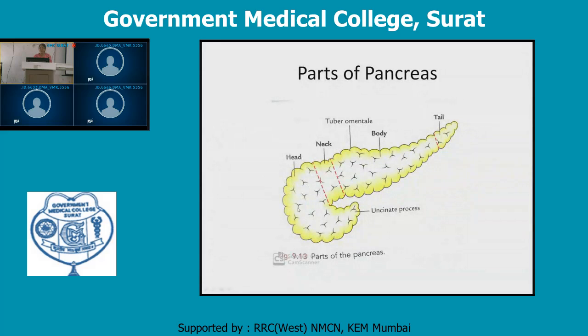The head has one process, that is the uncinate process. The body has one process, the tuber omentale, on the upper border. And here is the tail of the pancreas. So the head with one process, the uncinate process. The neck, the constricted part between head and body, and the body has one process, the tuber omentale, and this is the tail of the pancreas. So these are the parts.